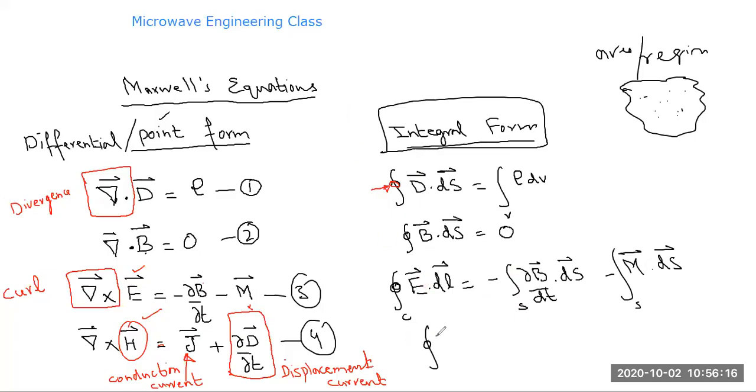Similarly, the fourth Maxwell equation in integral form becomes the closed line integral of magnetic field equal to the changing electric flux passing through a surface plus current passing through that surface. So these are Maxwell equations in their point form and in their integral form.